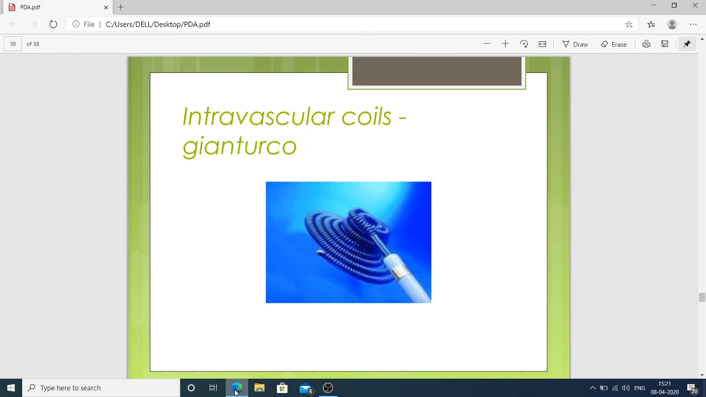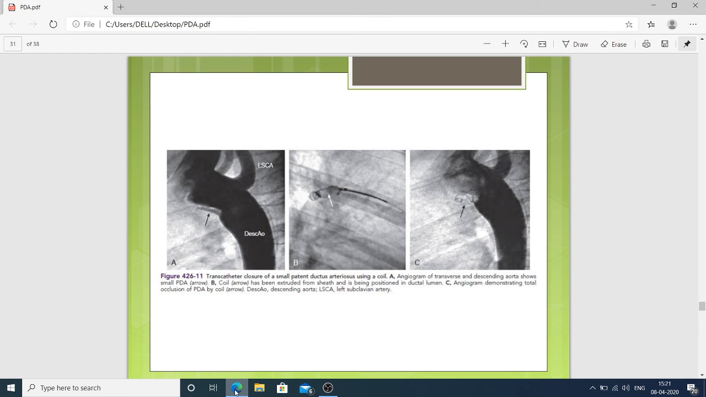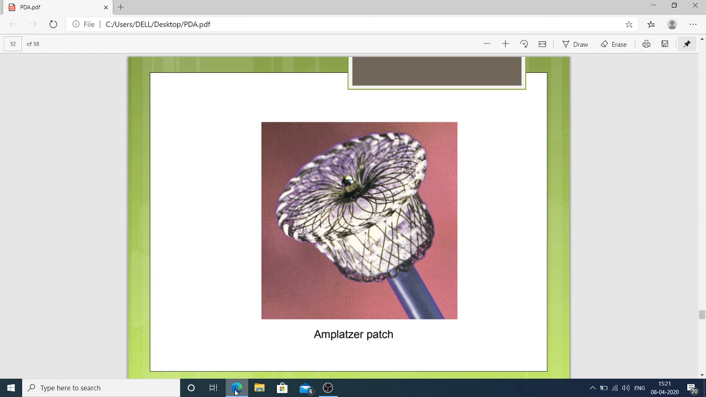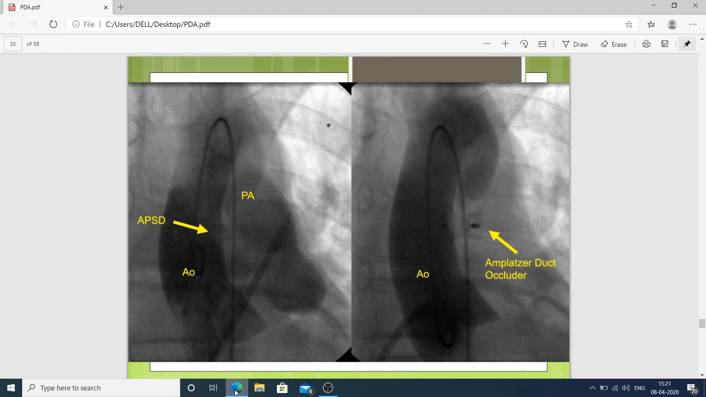Like this is also a device, intravascular coils, Gianturco. It's helpful to close the PDA. Okay, then Amplatzer patch. It is seen in the X-ray.